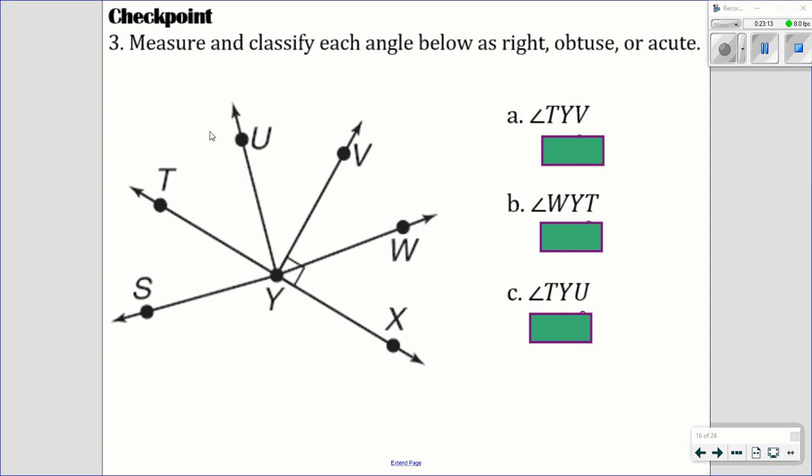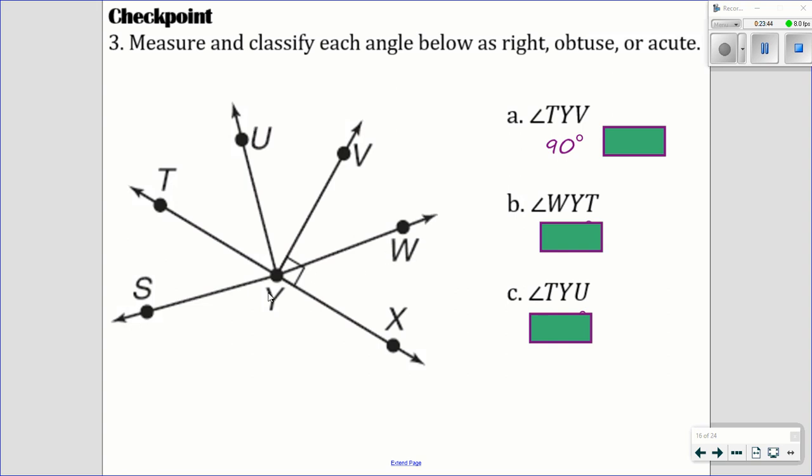Alright, so now it's to measure and classify each angle as right, obtuse, or acute. So angle TYU, that's acute. It's actually TYU. TYV is 90. The reason why it's 90, because look at this little symbol. If this is 90, and you know a line is 180, then this also has to be 90, because this line is 180, 90, 90, 180. So this is 90.